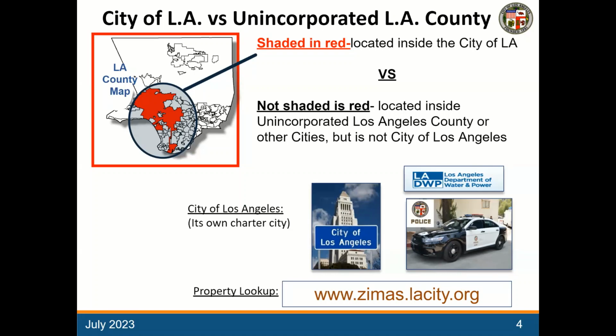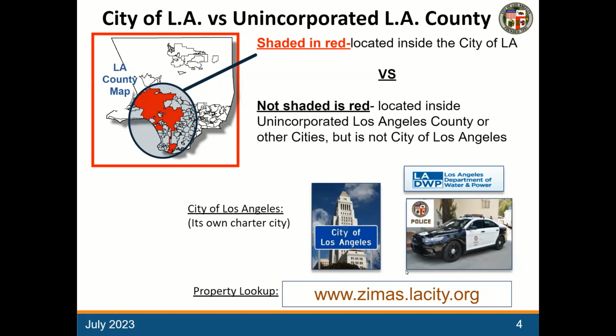The area that's shaded in red is the city of Los Angeles. The rest of the outlined area is the county of Los Angeles, which may include other cities, for example, Pasadena, Glendale, Whittier, and so on. Those cities are located in the county, but they're not in the city of LA. The area that's not shaded in red, but outlined in black, parts of it will also be the unincorporated Los Angeles County areas, which will follow the county rules.